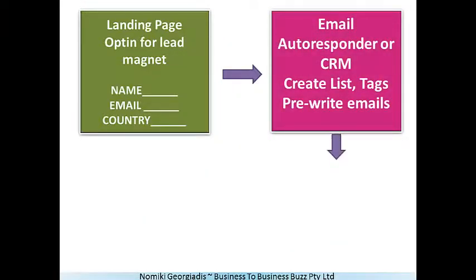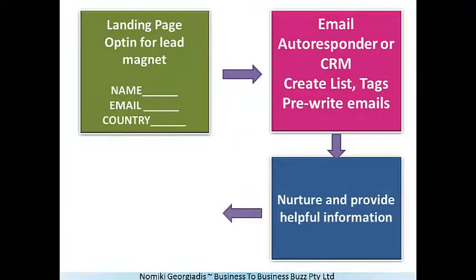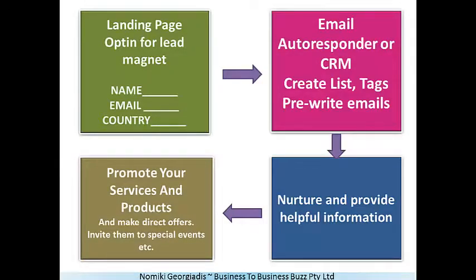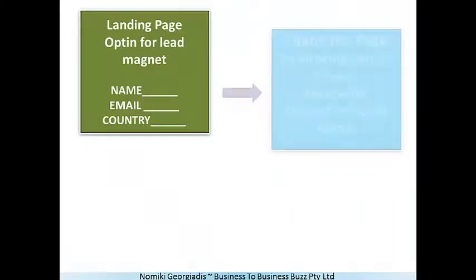Email autoresponder is where it all leads into, or the client relationship management system. So you are creating a list, or you're assigning tags, and you've got pre-written emails sitting in your autoresponder or CRM. Then you nurture them, provide helpful information, and then through the sequences, promote your services and products, make direct offers, and invite them to special events, for example. There's so much you can do.